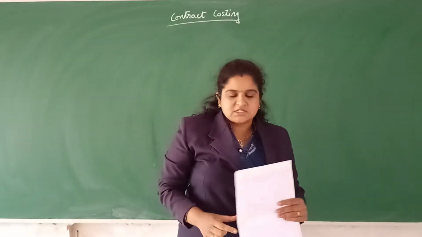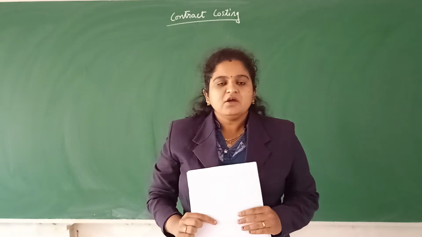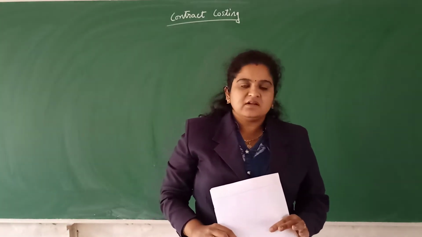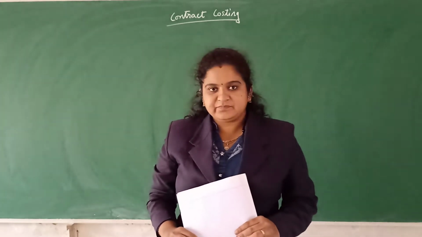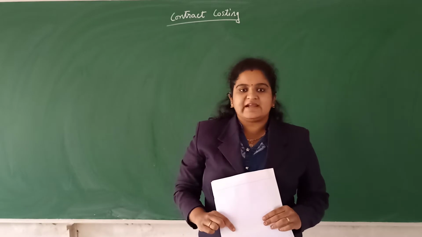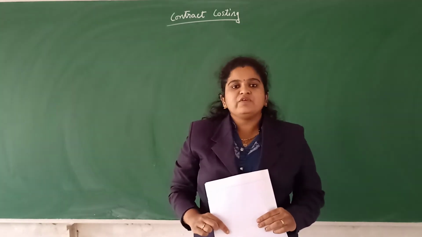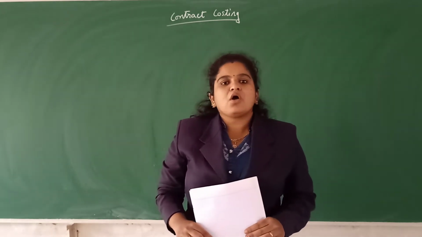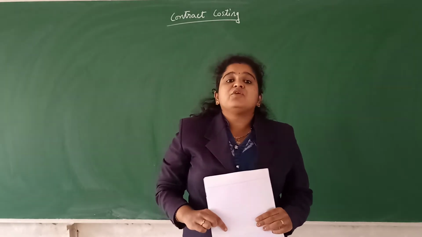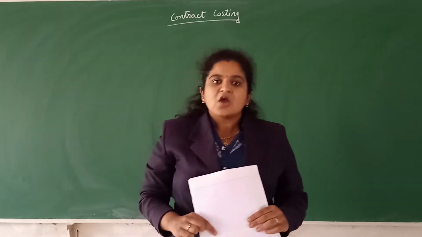So contract costing is a form of job costing, wherein two parties are involved. One is the contractor and one more is the contractee. The contractor is a person who undertakes the contract. The contractee is a person who will assign the work to the contractor. And whatever price they have agreed will be called the contract price.